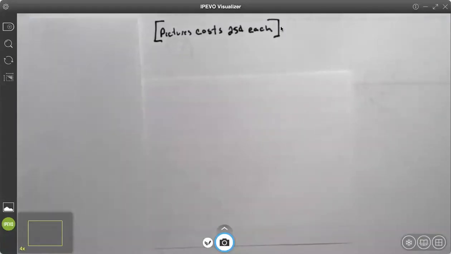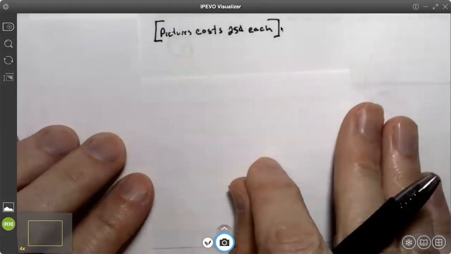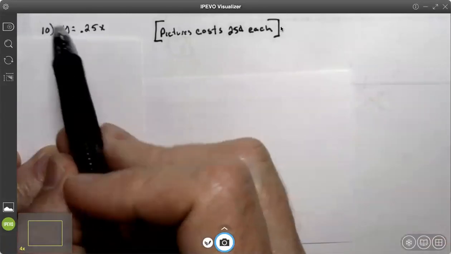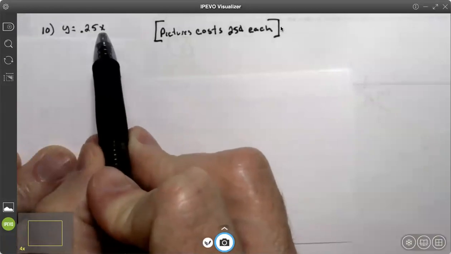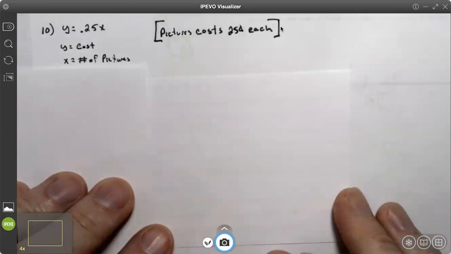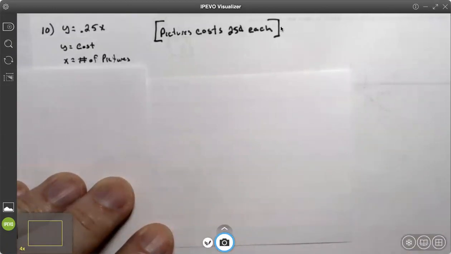This video will be on two word problems involving functions. The first one is pictures cost 25 cents each. So if I wanted to write that as an equation, I could write y equals 0.25 times x, which means 25 cents times how many pictures I take equals total cost. So y is my cost and x is the number of pictures.